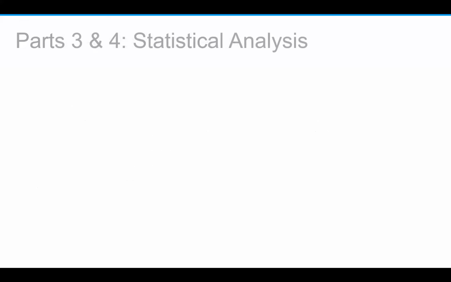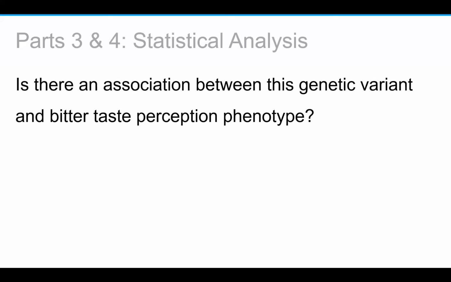So at this point in the activity, students have analyzed the raw data to determine the distribution of the different taster SNP alleles across the different bitter tasting phenotypes. However, we still have not answered our primary question. Is there an association between this genetic variant and bitter taste perception phenotype? To thoroughly answer this question, we need to perform some basic statistical analysis.